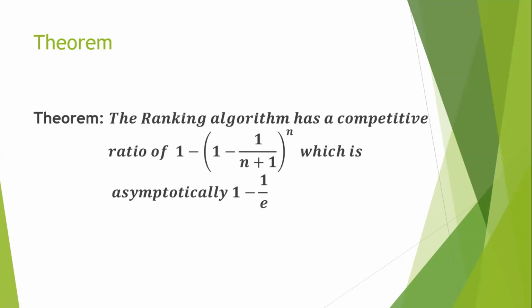The theorem. The ranking algorithm has a competitive ratio of 1 minus (1 over n plus 1) to the power n, which is asymptotically 1 minus 1 over e, that is, when n tends to infinity.